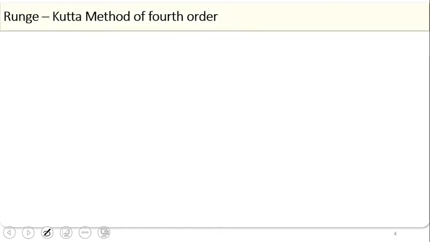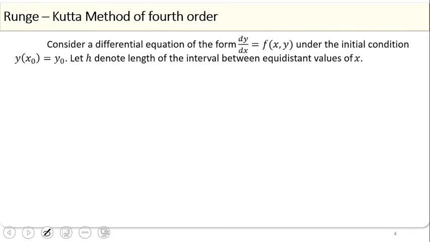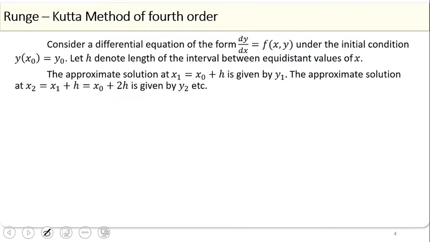Now, let us come to our main topic, Runge-Kutta method of 4th order. Consider a differential equation of the form dy by dx is equal to f of x comma y under the initial condition y at x naught is equal to y naught. Let h be the length of the interval. Then, the approximate solution at x1 is given by y1, the approximate solution at x2 is given by y2, etc.